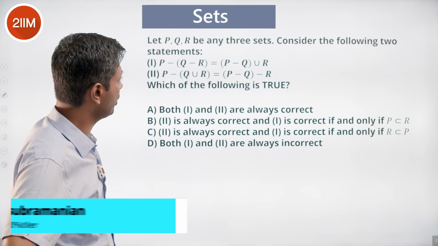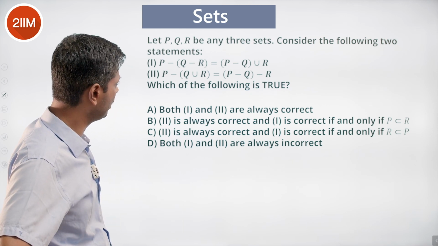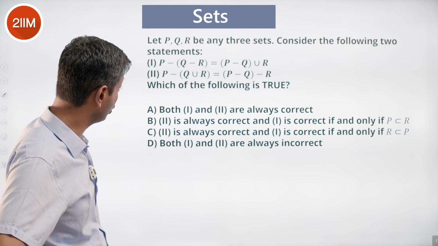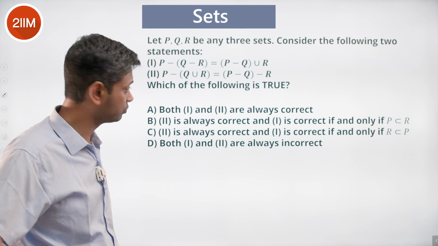Let P, Q, R be any three sets. Consider the following two statements. 1: P minus (Q minus R) is equal to (P minus Q) union R. 2: P minus (Q union R) is (P minus Q) minus R. Which of the following is true?